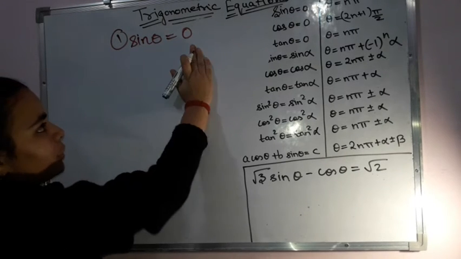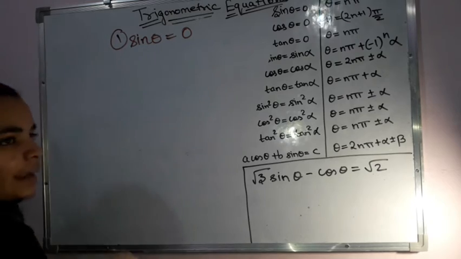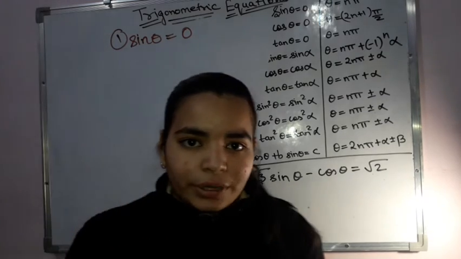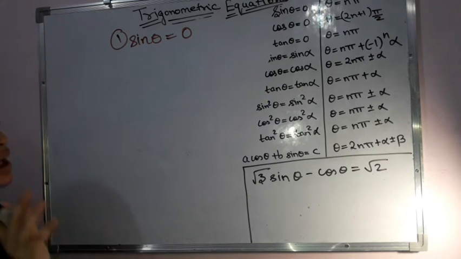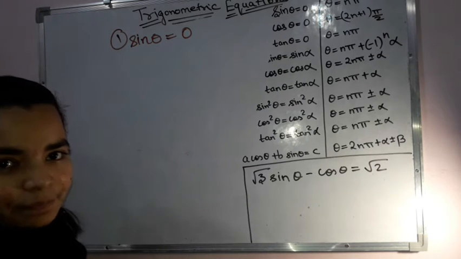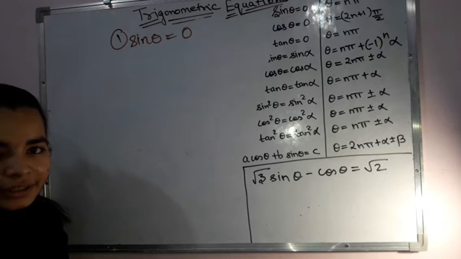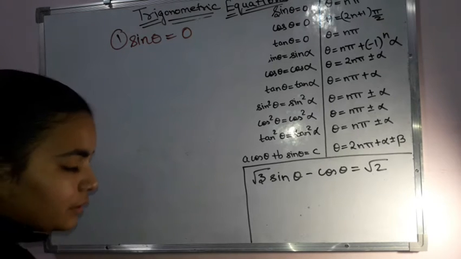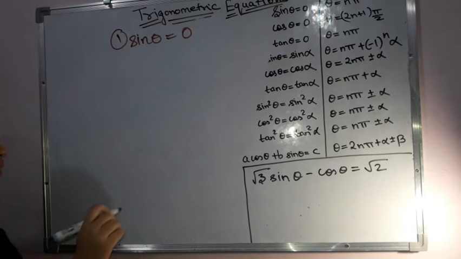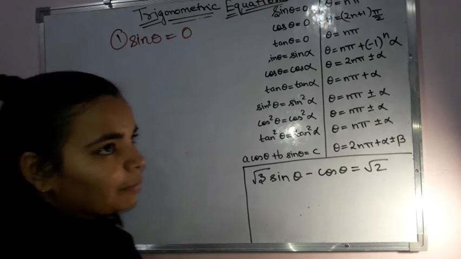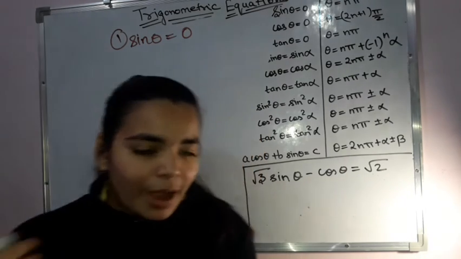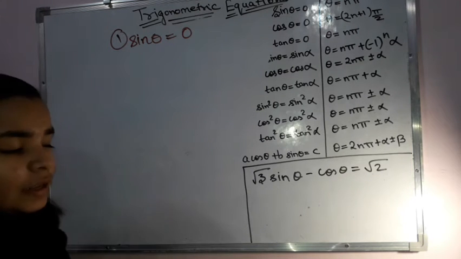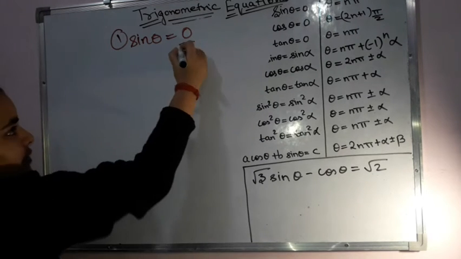Now when sine theta is equal to 0, I know that sine theta is 0 at 0 degree, right? Then my sine value can be 0 at sine of 180 degree, that means at pi. It can be at minus pi also. Why minus pi now? A question may come to your mind: why are we taking minus pi when we know that sine of minus theta becomes minus sine theta? Because we have considered 0 over here.